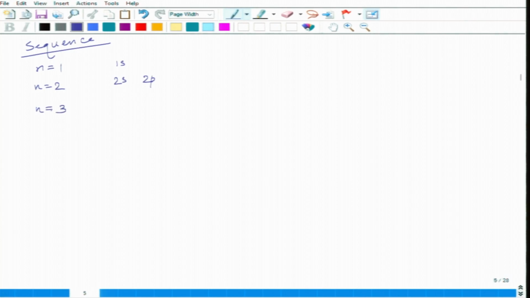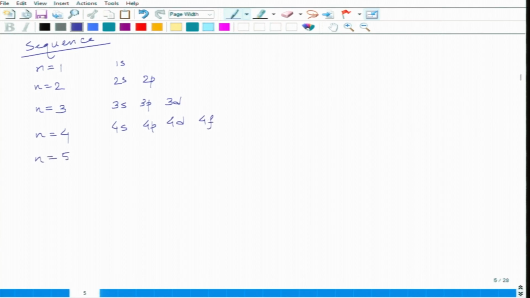Now, n equal to 3. We know that the number of subshells in an orbit will be equal to the principal quantum number. So, for n equal to 3, that is the third orbit, will have 3 subshells. They are 3s, 3p and 3d. Now, n equal to 4. So, we will have 4 subshells, 4s, 4p, 4d and 4f.